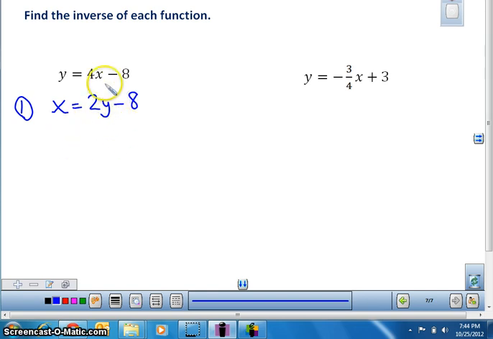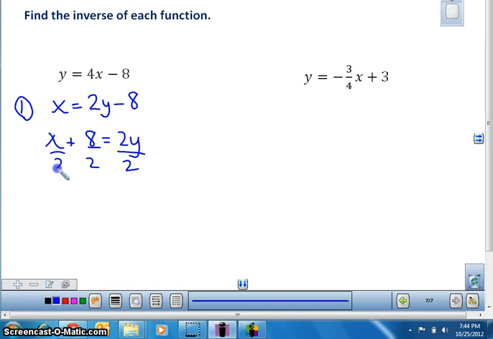Next step, we want to get y by itself. We're going to add 8 to both sides. So x plus 8 is now equal to 2y. Please finish solving this for y, and then write your new equation. Pause the video so that you can try it on your own, and then you can see mine.